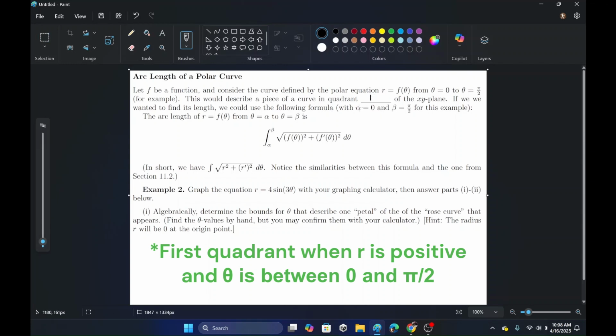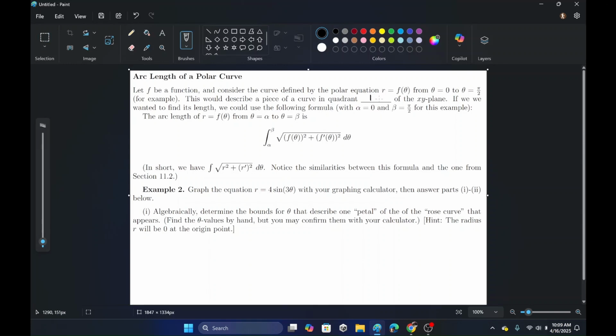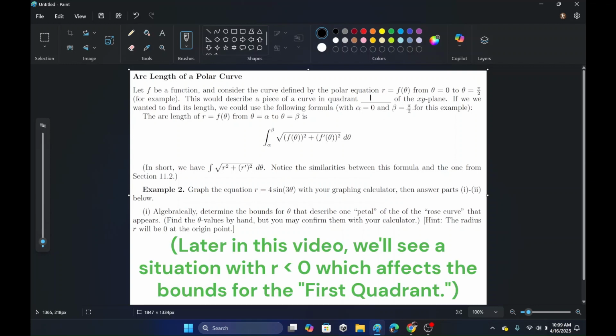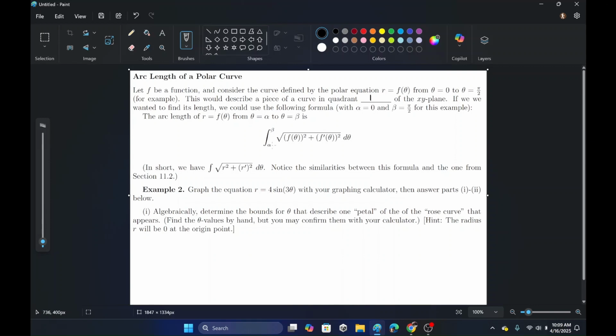If we wanted to find the length of this piece of the curve, then we would use the following integral with bounds 0 to pi halves. So in this example, 0 to pi halves was mentioned. So you'd have alpha equals 0, beta equals pi halves. But of course, in general, you could have any real number bounds for your theta. And so we can describe the arc length formula in general like this. If r is a function of theta, r is equal to f of theta, theta is just going from some number alpha to some number beta. Compute the arc length in this way.